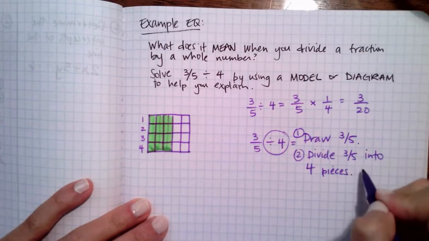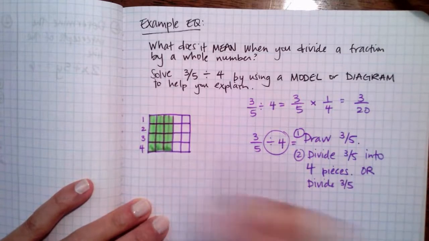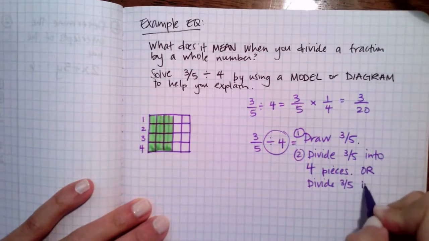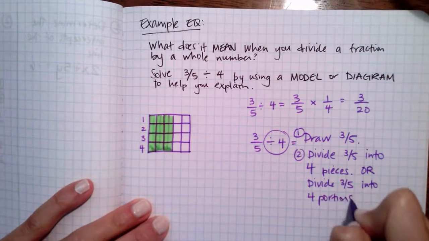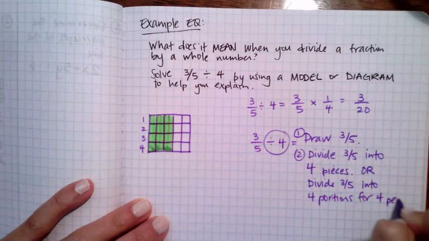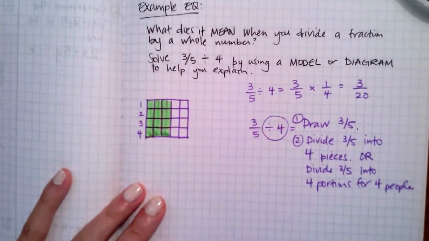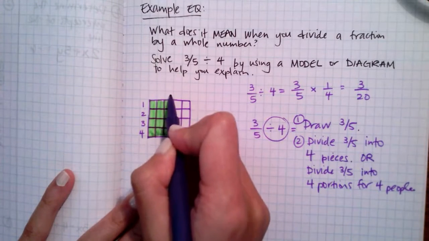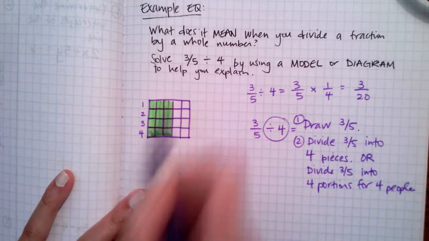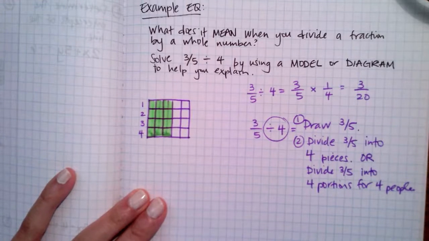Another way you can think about it is dividing the 3/5 portion that you started off with into 4 portions for 4 people. We have 3/5 here, 1, 2, 3 fifths, and 1, 2, 3, 4, 5, 5/5. We highlighted 3/5. We're dividing what we have into 4 portions for 4 people. So it's like 4 people are sharing the 3/5.